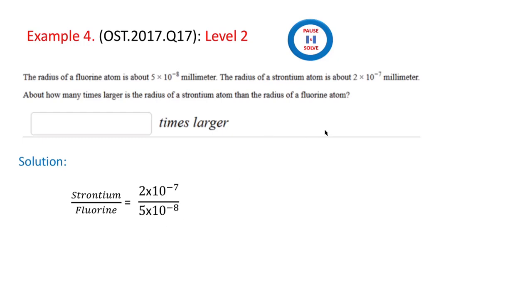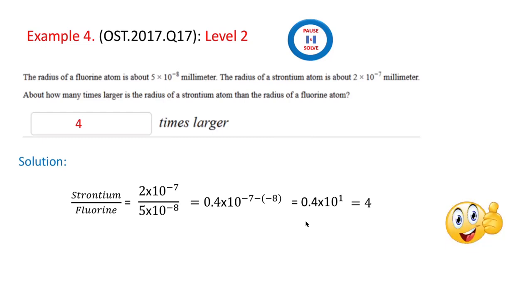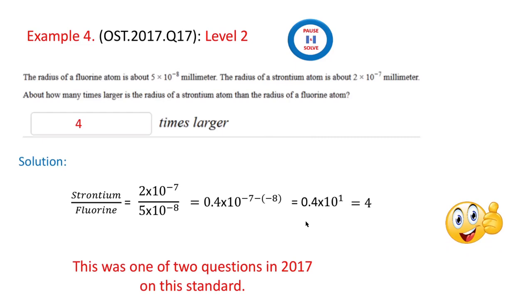2 times 10 to the power negative 7 for this here, divided by 5 times 10 to the negative 8. You get 2 divided by 5 is 0.4. 10 to the power negative 7 minus negative 8, that's plus 8. That's 10 to the power 1. So you multiply this, you get 4. Your answer is 4. This was one of two questions in 2017 on this standard.